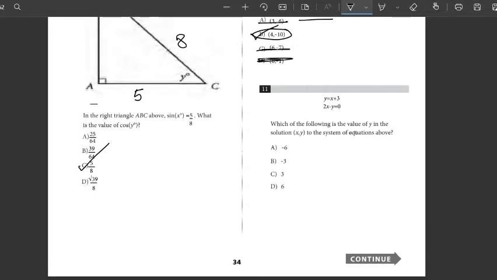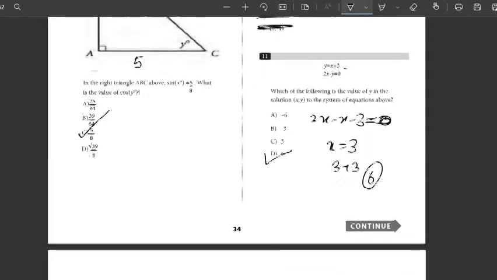Which of the following is the value of y? Okay, so we'll just plug that in. 2x minus 3 is equal to 0. So from this we'd get x is equal to 3, and the value of y, plugging that over here, would be 3 plus 3, which is 6. So 11 is D.